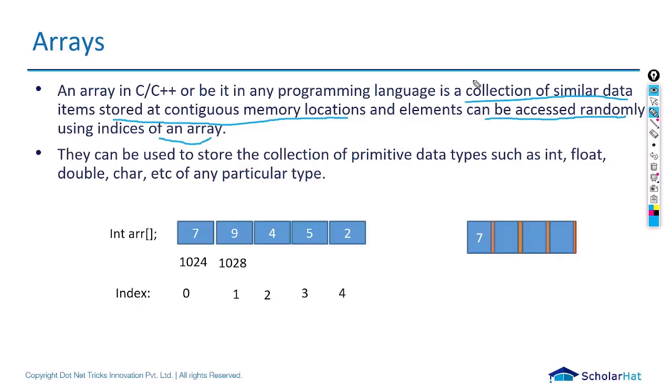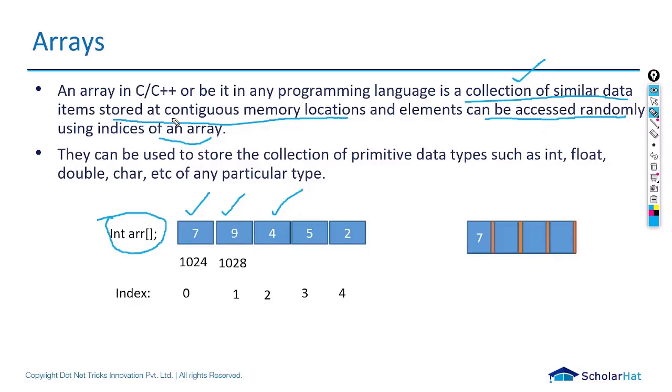Let's talk about the first point, collection of similar data items. It means if I define an array, it will store similar data types only. If it is storing integers, it is going to store integers only. You cannot store 7, then 9.1 here, 4.2 here, a character C here. If you are storing characters, you're going to store characters only. If you're storing double, you're going to store doubles only. This is the meaning of this line.